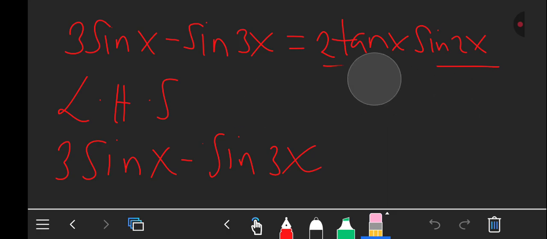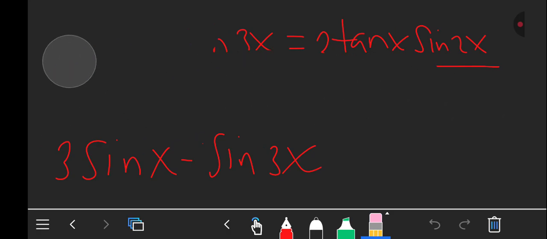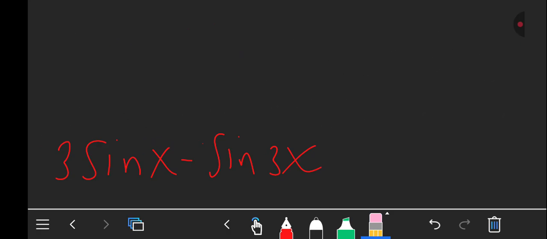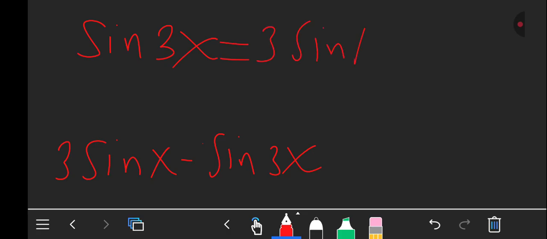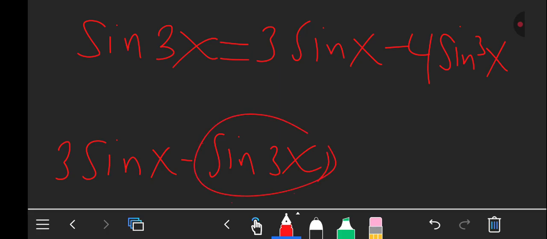Let me give you an identity for sin 3x. There's a certain identity we use for sin 3x. For sin 3x, the simplified identity is 3 sin x minus 4 sin cubed x. So this is what we are going to substitute here. So let's substitute that.